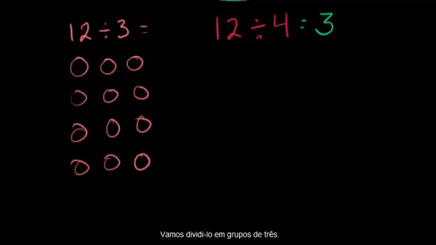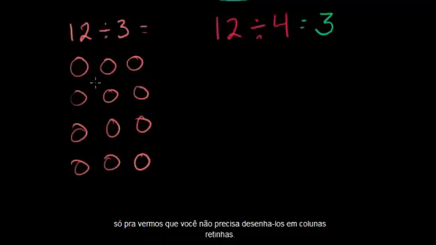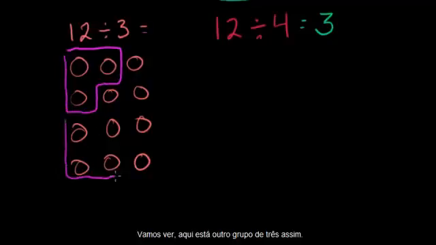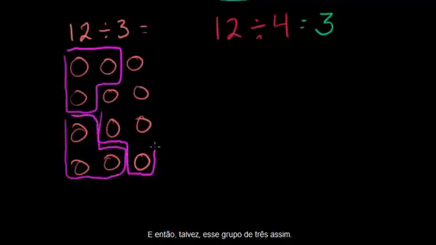Let's divide it into groups of 3. And I'm going to make them a little strange looking, just so you see that you don't always have to do it into nice, clean columns. So that's a group of 3 right there. 12 divided by 3. Let's see. Here's another group of 3, just like that. And then maybe I'll take this group of 3, like that. And then I'll take this group of 3.